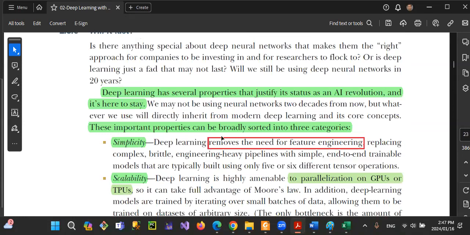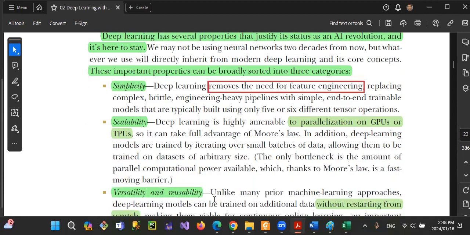Why do we use deep learning? Deep learning has several properties that justify its status as an AI revolution. It really deserves the word revolution instead of evolution. These important properties can be broadly sorted into three categories. One of them is simplicity. The other one is scalability. Thanks to the architecture that we can use, GPUs, we can run thousands of processes at the same time. So it says GPUs and TPUs. And the other one is versatility and reusability.